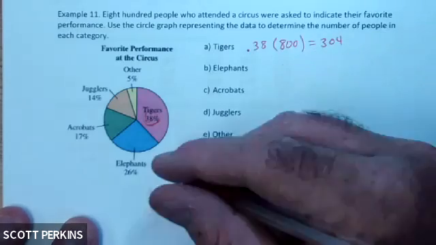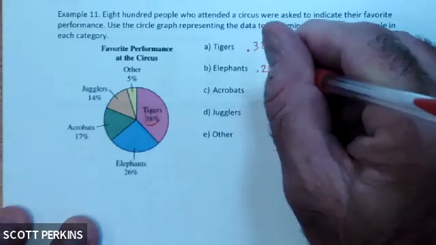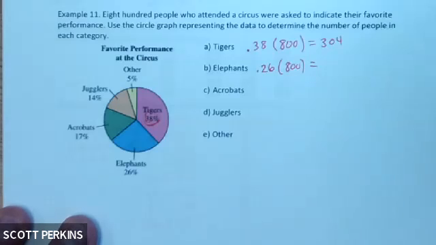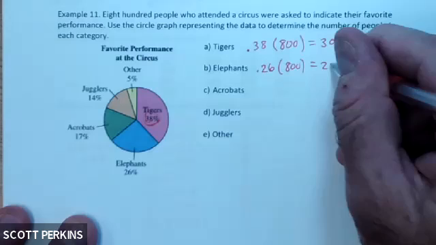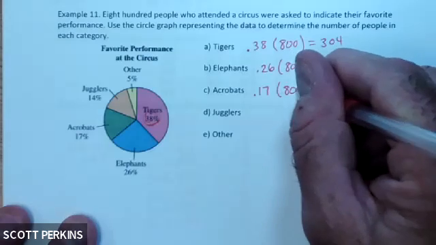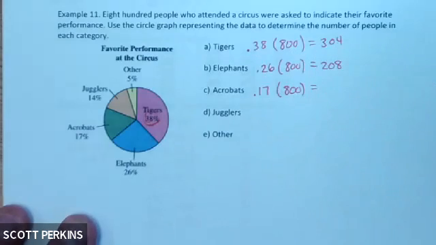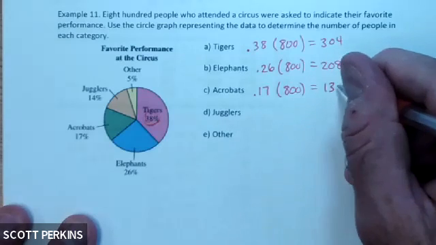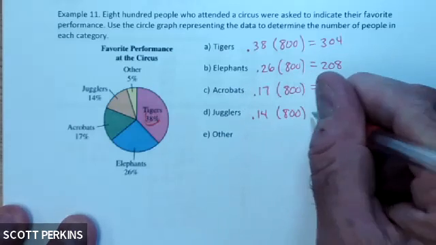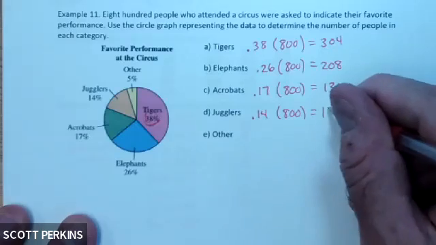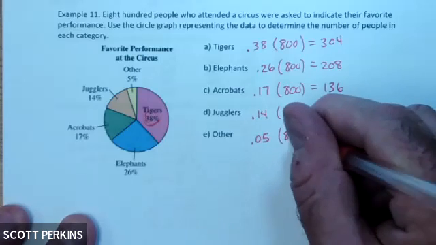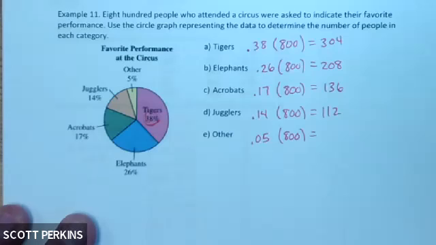So elephants, I see the percent of elephants is 26, so I'll use 0.26 times the 800, and what did you get when you threw that down into the calculator? 208, okay, excellent. Acrobats, okay, 17% times the 800 is what? Oh, you guys are doing great. Appreciate your help. And then 0.14 times the 800 ends up being 112. And other, so people like the cotton candy and stuff like that. And that is going to be how many?